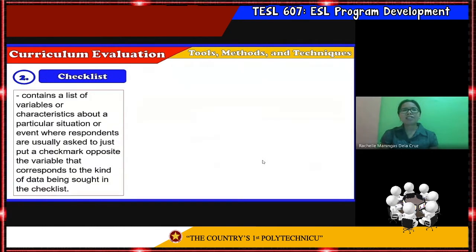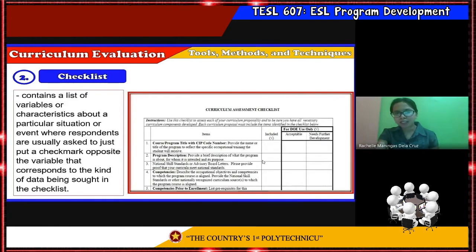Next is the checklist. A checklist contains a list of variables or characteristics about a particular situation or event, where respondents are usually asked to just put a check mark opposite the variable that corresponds to the kind of data being sought. I have here an example, a curriculum assessment checklist. They will just check if the indicators are included or not.